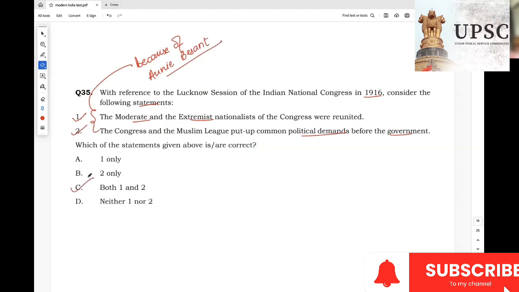She said, let's come together and put a joint demand. Congress agreed on the separate electorate. The biggest mistake done by Congress was that it agreed on the separate electorate demand, thinking in return that the Muslim League was going to help in achieving self-rule.